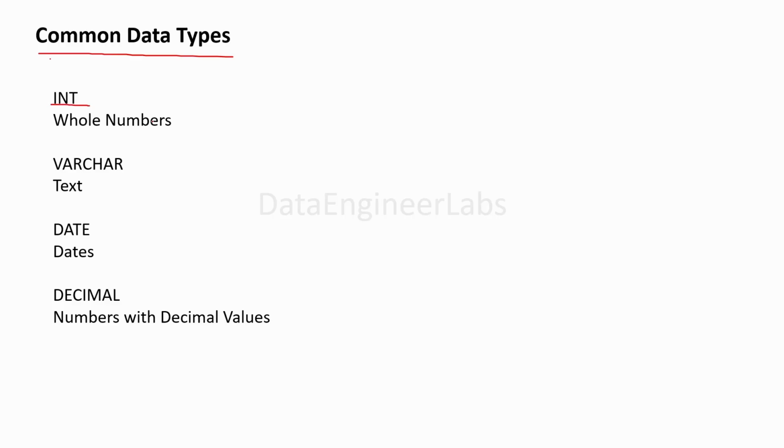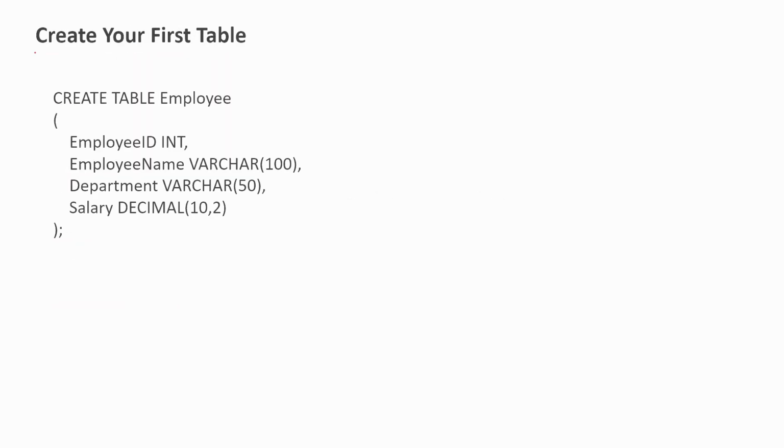Integer is used for whole numbers, for example employee IDs like 1, 2, 3 and so on. Varchar is used to store characters, for example employee name or department and so on. Date stores dates like joining dates, birthdays or order dates. Finally, decimal stores numbers with decimal values, for example salaries or prices or order amounts and so on. So now let's quickly create our very first table.